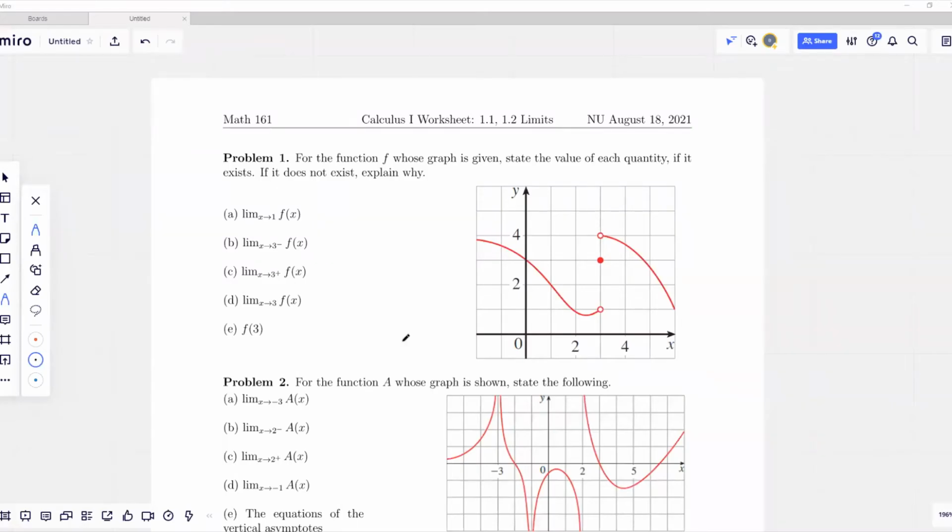Welcome, students. In this video, we are going to solve some problems on limits on sections 1.1 and 1.2. This worksheet here is uploaded to Moodle. So let's start.